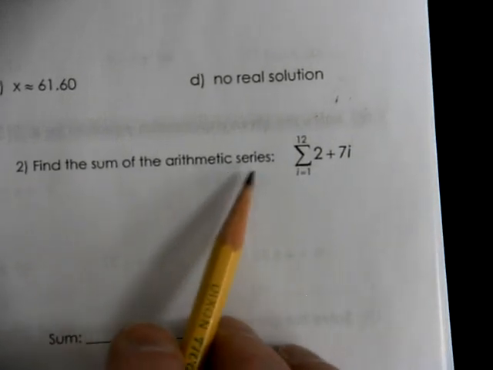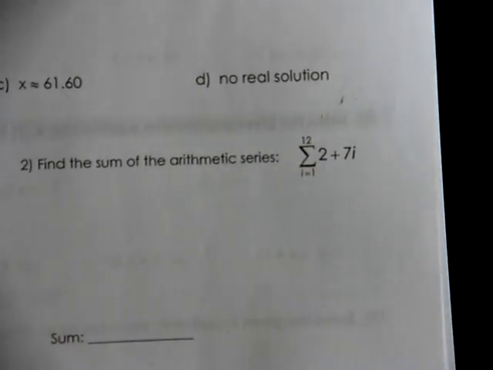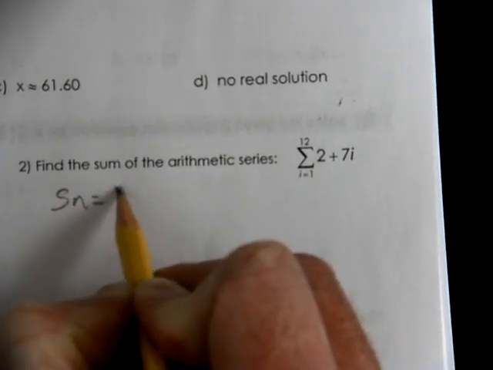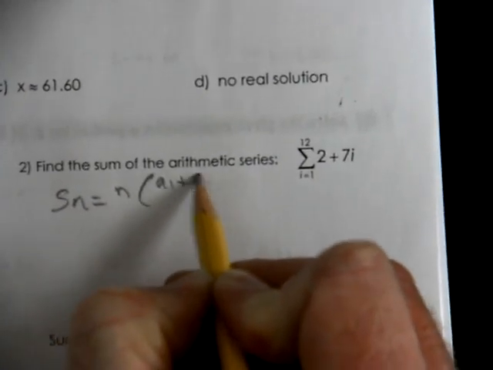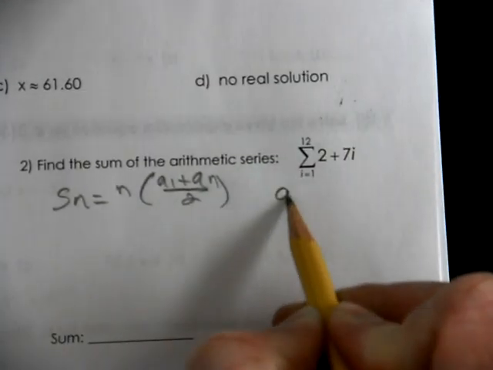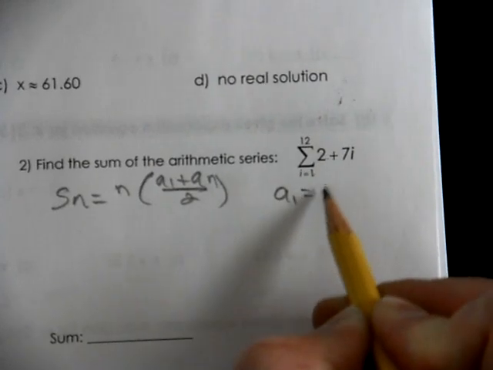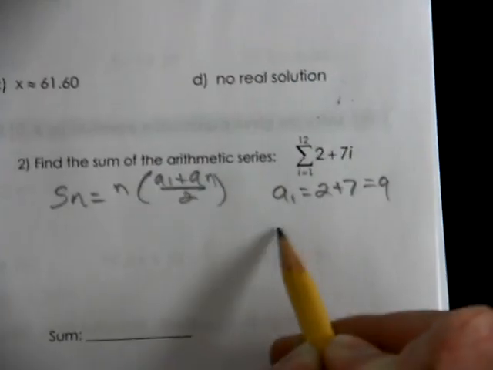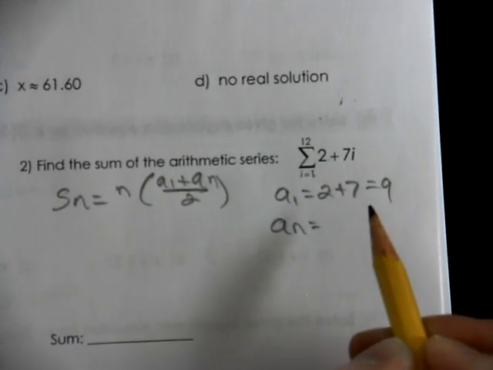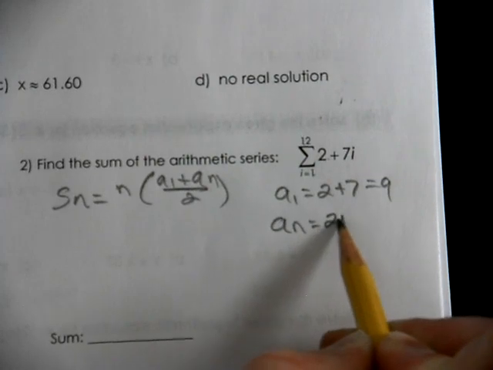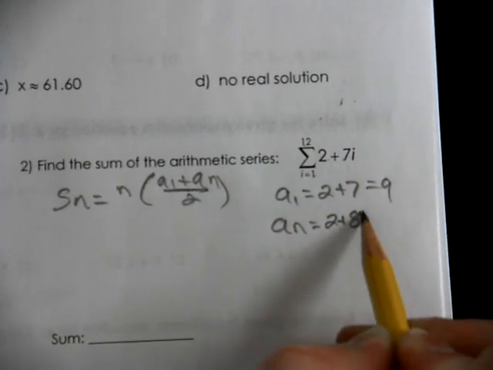Find the sum of the arithmetic series. So here we're just doing the same thing again. We're going to use the formula, number of terms times the first term plus the last term divided by 2. And we have to figure out what the first term is, so you plug in a 1. That's 2 plus 7 times 1, which is 9. The last term is going to be plugging in a 12. So that's 2 plus 84.